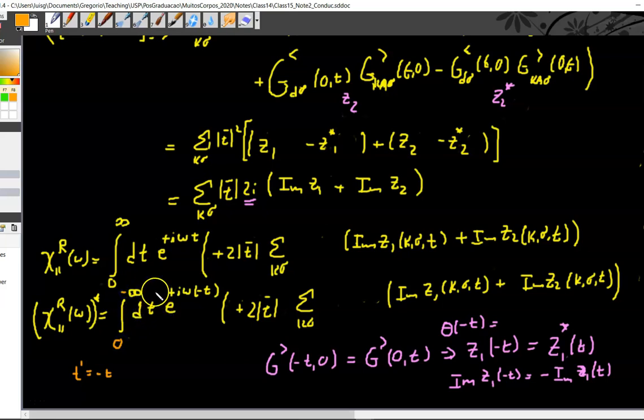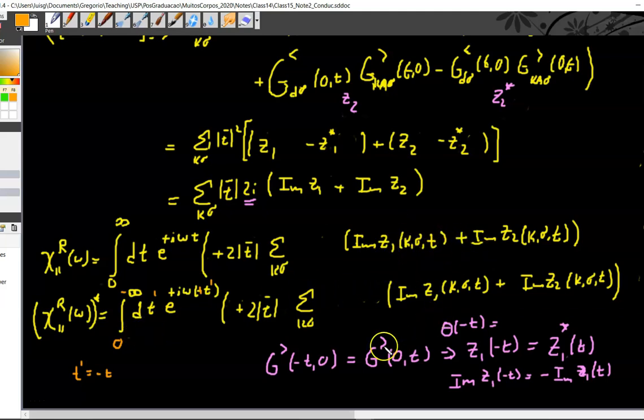Now, there will be a minus t prime here. Here, there would be a plus t prime, okay? Let's keep in mind this minus 1 here. But this minus 1 would cancel with a minus 1 that comes from this.